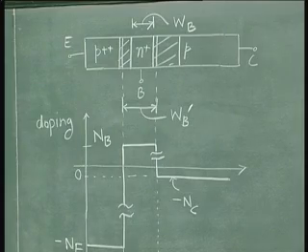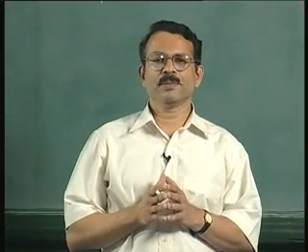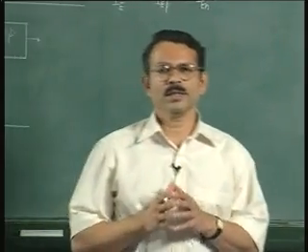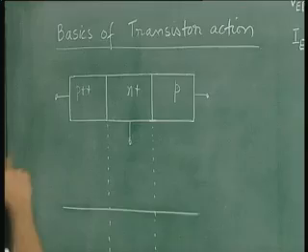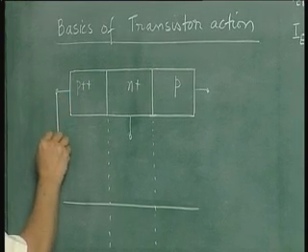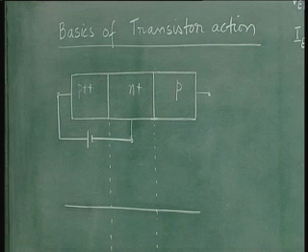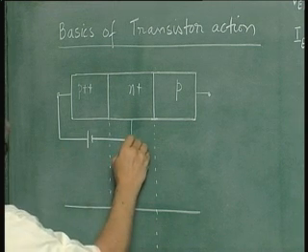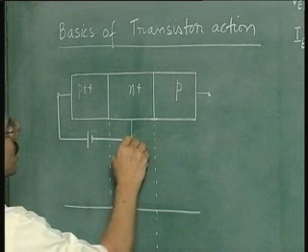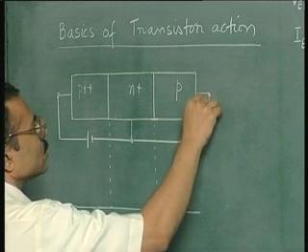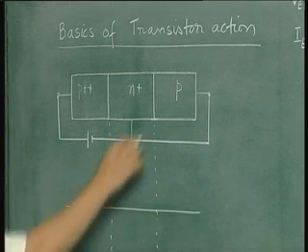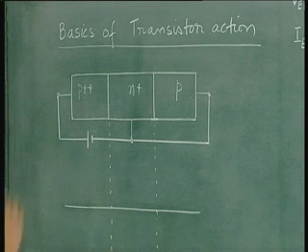Now for this particular structure, we will develop the transistor action. When we develop the transistor action, we will start with a simple biasing arrangement as shown in this diagram. Here we will assume that the emitter and base are forward biased, the emitter to base junction is forward biased, and the base to collector junction is 0 biased or shorted. So this is a simple biasing arrangement.